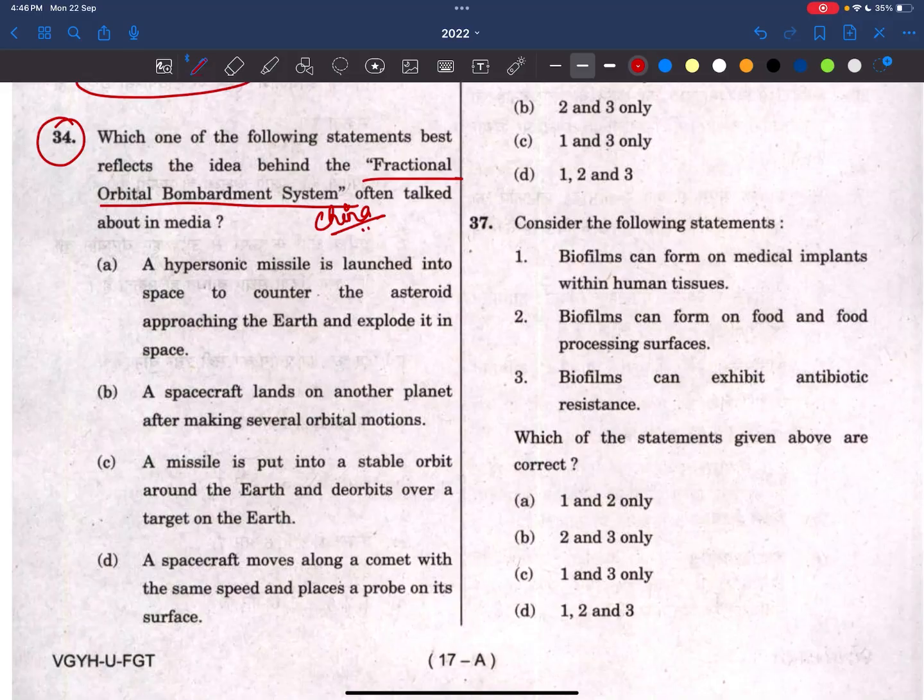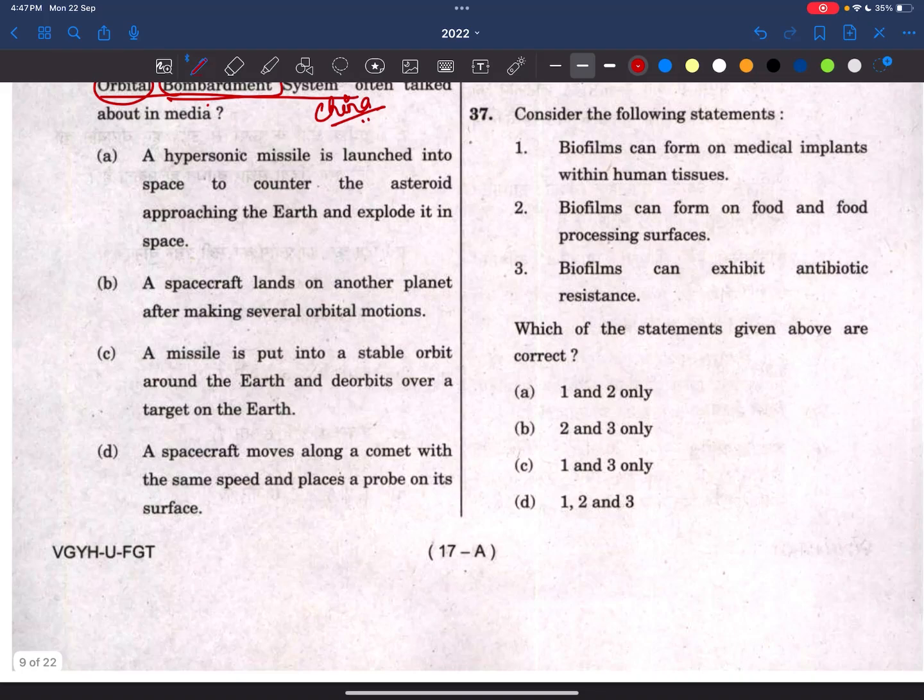So we cannot say that this warhead is launched to attack a particular location. Fractional means that it travels only some part of the orbit. Orbital bombardment means a warhead. System means some missile system, military type. Okay, now let's see the options. Hypersonic missile is launched into space to counter an asteroid, no. Spacecraft lands on another planet, no. A missile is put into a stable orbit around the Earth and deorbits over a target on the Earth.